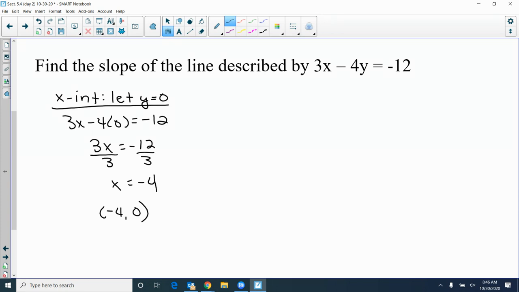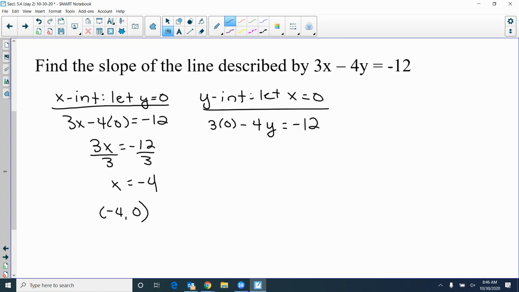Okay, good. Now for the y-intercept, let x equal 0. So that becomes 3 times 0 minus 4y equals -12. The 3 times 0 is gone, leaving -4y. It does not wipe out the subtraction sign, because if you wipe that out, you're going to get the wrong answer. -12 divided by -4 is +3. So that gives me the point (0, 3).